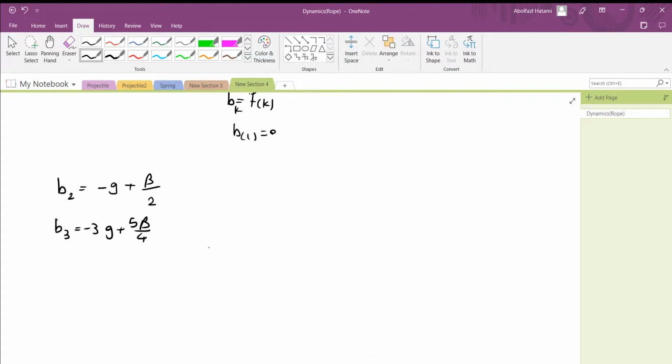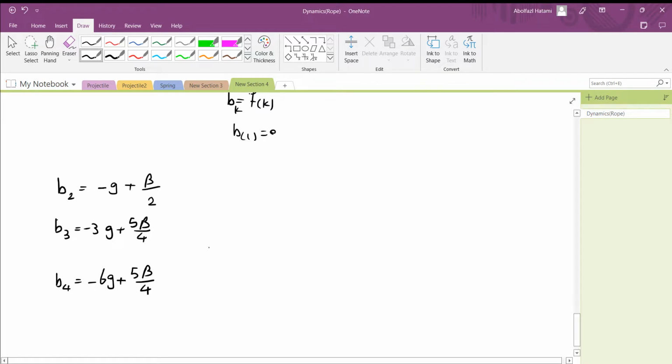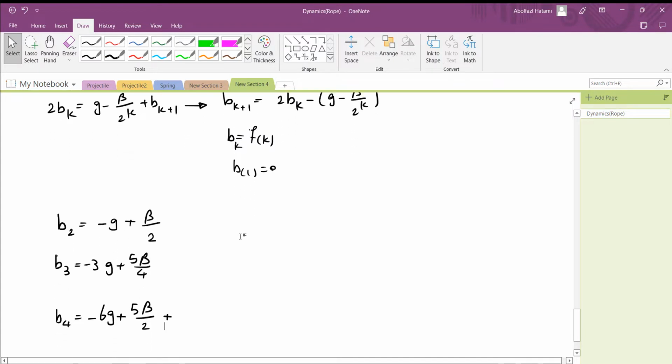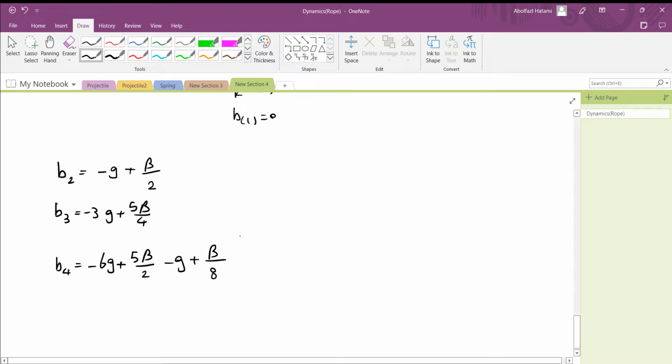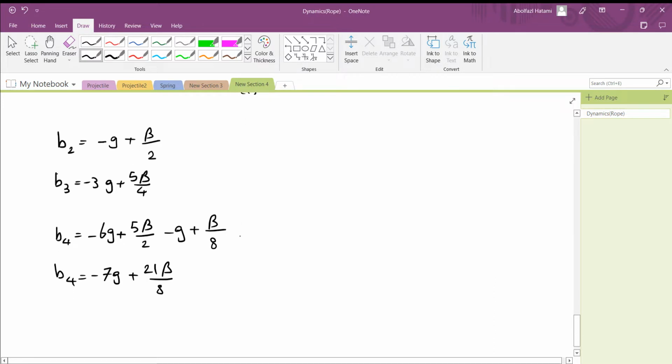Okay, next one is b4. For example, we can obtain it as 2 times b3, which is minus 6g plus 5 beta divided by 4, multiplied by 2, plus minus g plus beta divided by 8. 2 to the power of 3 is 8, so b4 is minus 7g plus 21 beta divided by 8. Let me erase it again and move it upward.